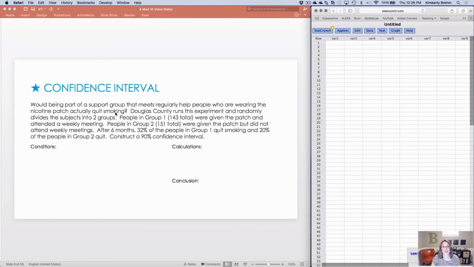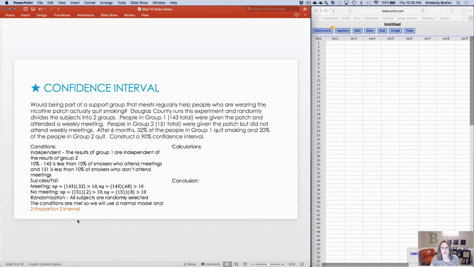For our second question, we're being asked to determine if attending a weekly meeting along with wearing a patch will help people quit smoking at a greater rate than people who don't attend the meeting. So of course I'm going to check my conditions, and I'll let you read through those, but all of the conditions are met, so we'll use a normal model and a 2 proportion Z interval. For the calculations, let's pop over here to StatCrunch and just do them over here.